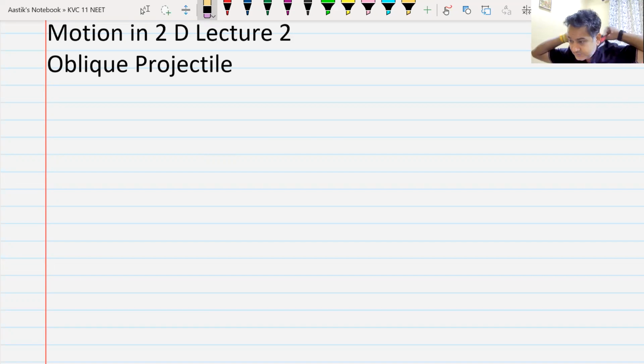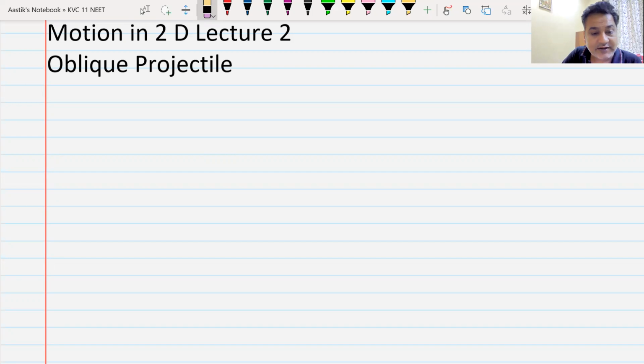We are into projectile motion, and the good thing is that we are leading. We are ahead of the other class. The other class has just started motion in 2D, but we are in the second chapter. We are already one class up.